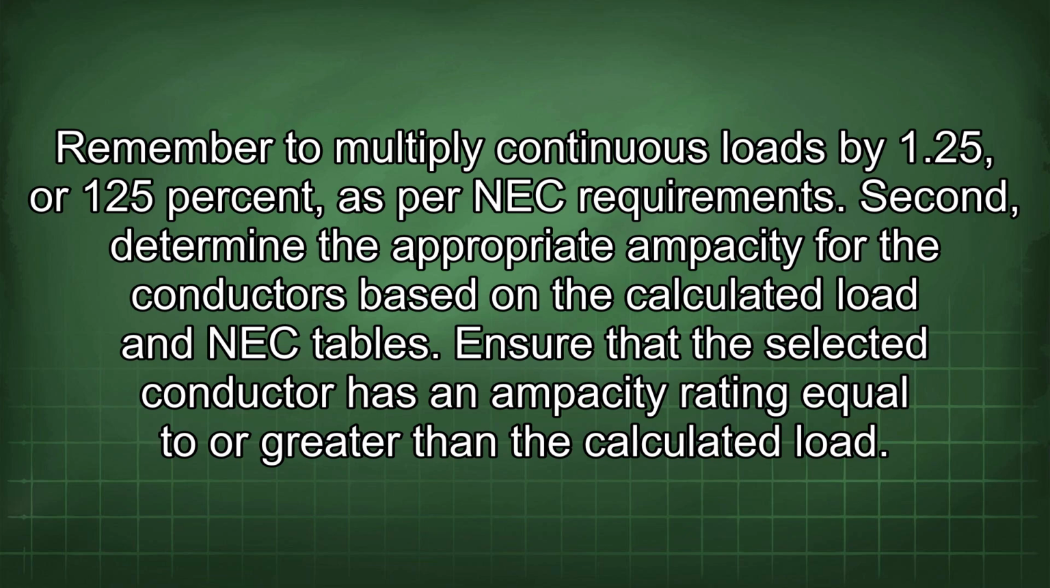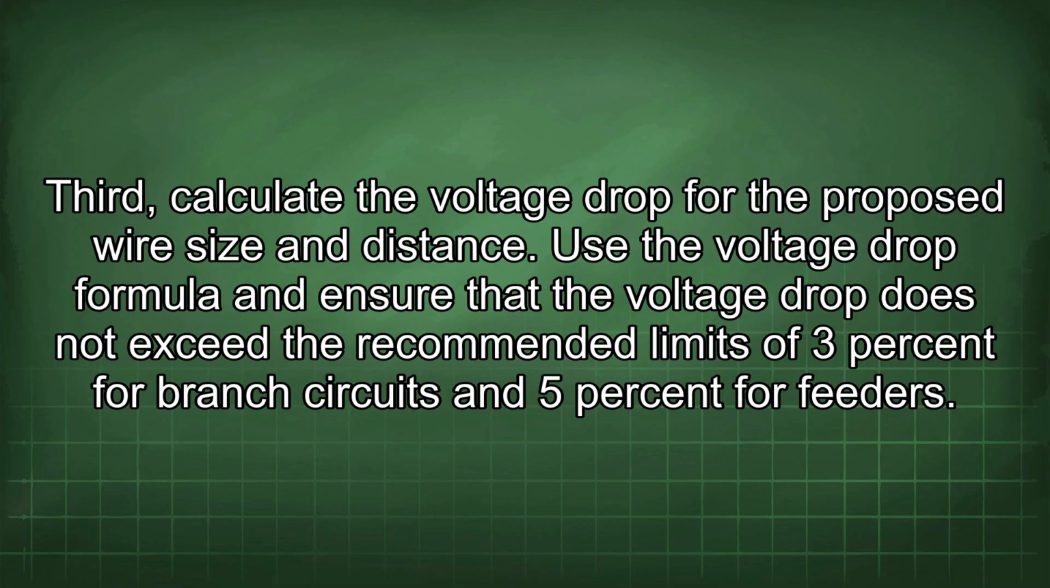Ensure that the selected conductor has an ampacity rating equal to or greater than the calculated load. Third, calculate the voltage drop for the proposed wire size and distance. Use the voltage drop formula and ensure that the voltage drop does not exceed the recommended limits of 3% for branch circuits and 5% for feeders.